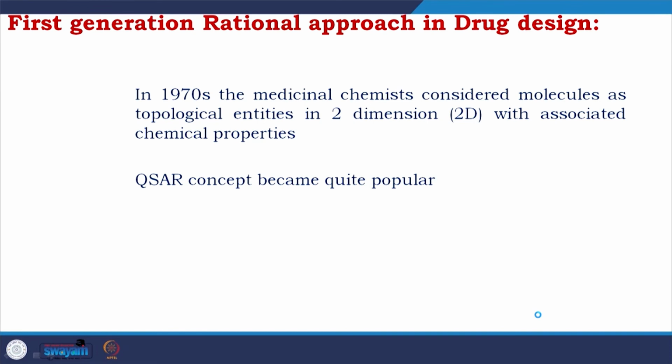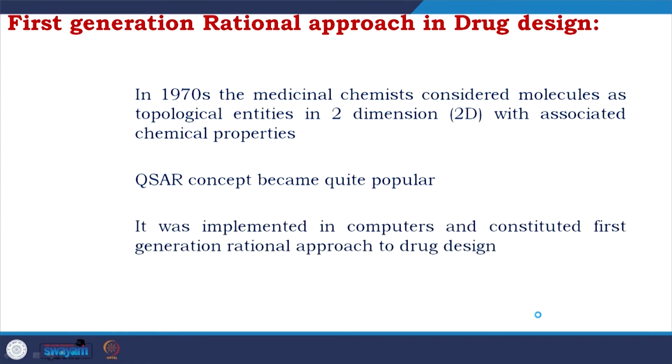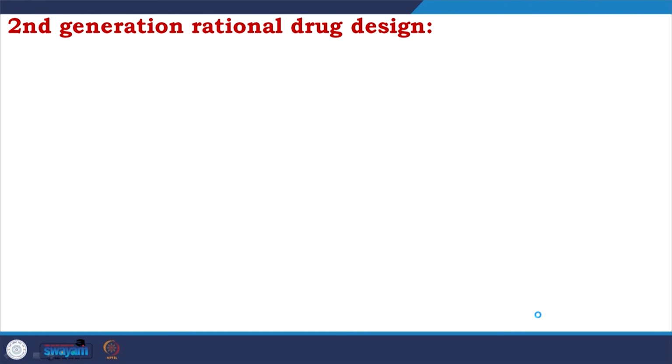The rational approach, the first generation rational approach in 1970, the medicinal chemists considered molecule as topological entities in 2 dimension with associated chemical properties. That was the first time. QSAR concept became quite popular and it was implemented in computers and constituted first generation rational approach to drug designing.